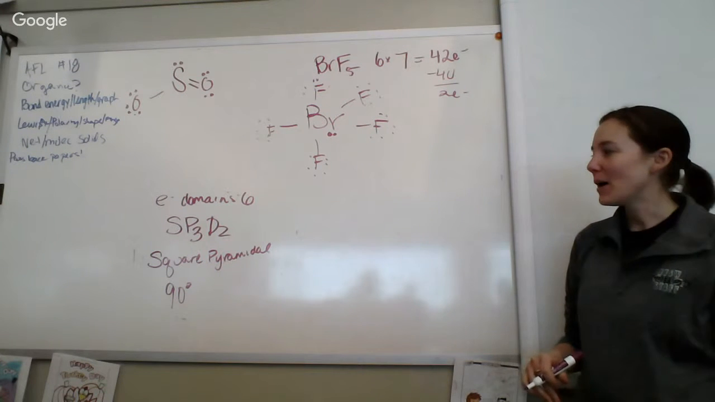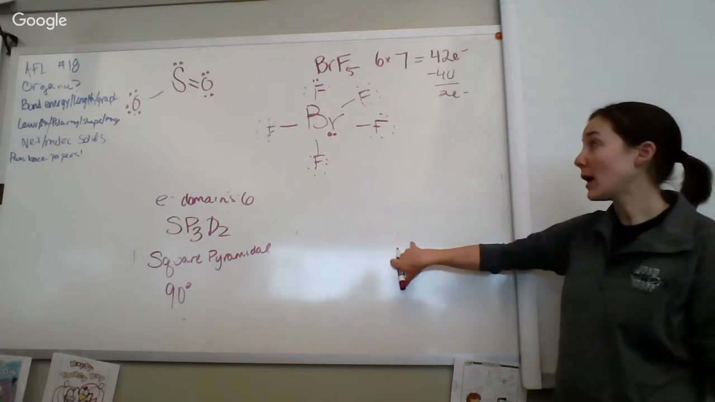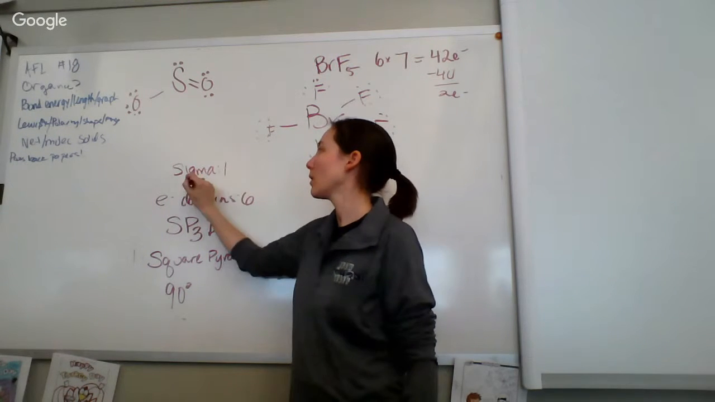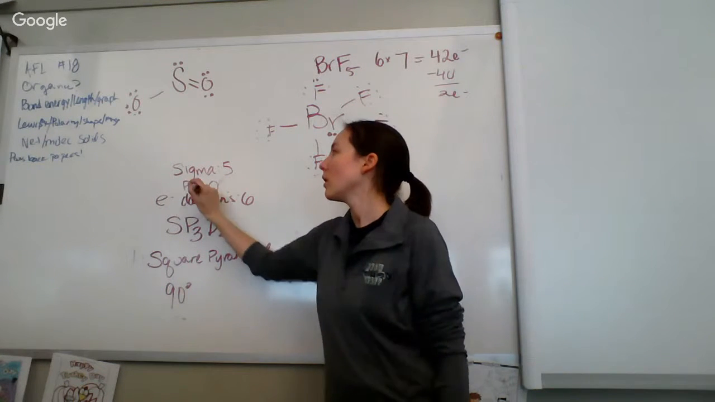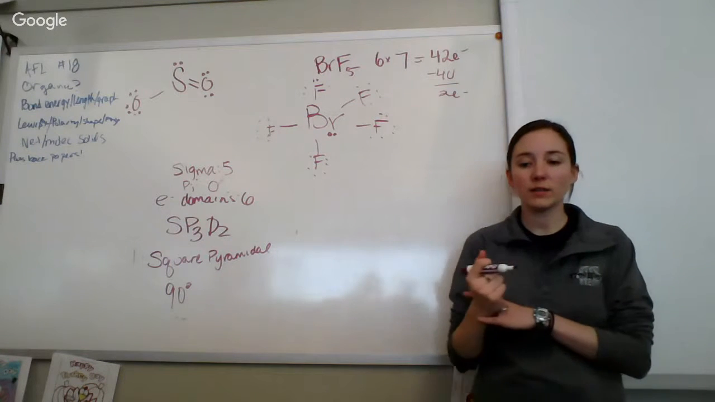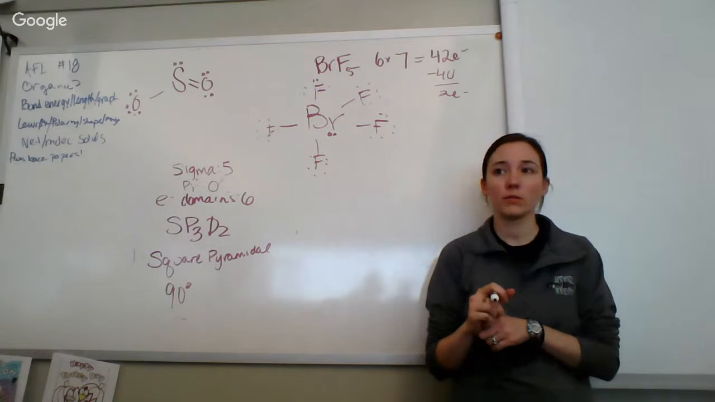But yeah. And then how many sigma bonds do we have? We have 5 sigma bonds. How many pi bonds? Good. And then pi would be 0. Okay, so then I want to look at my polarity. Would I say that this is a polar molecule or a non-polar molecule? Polar.